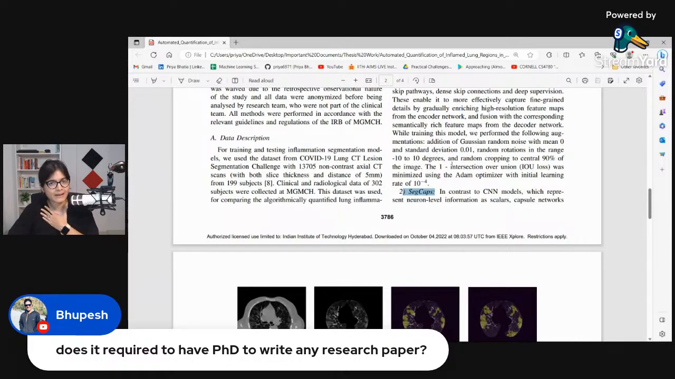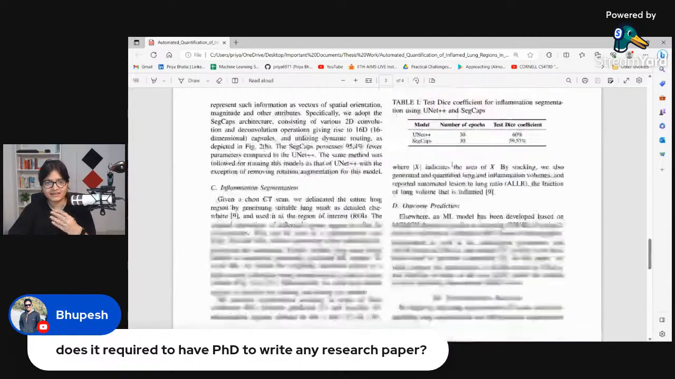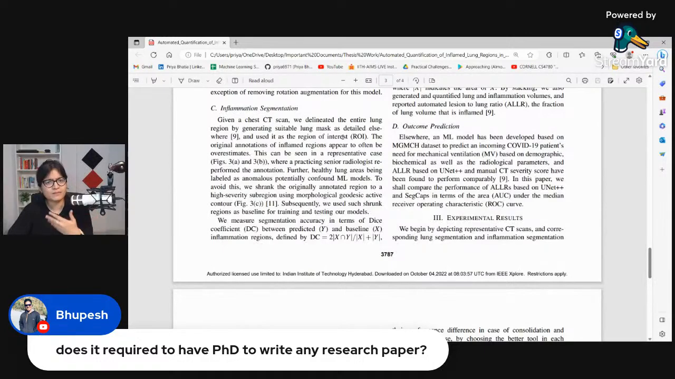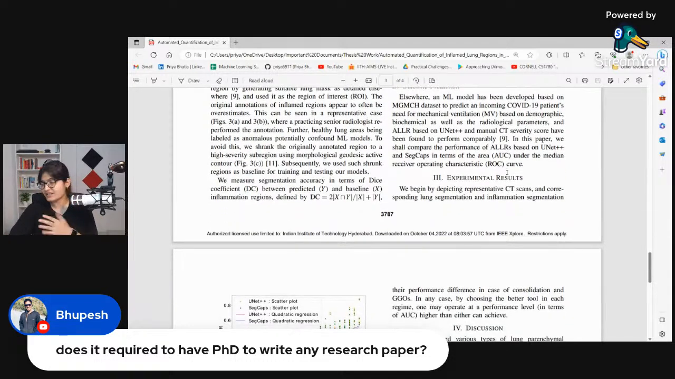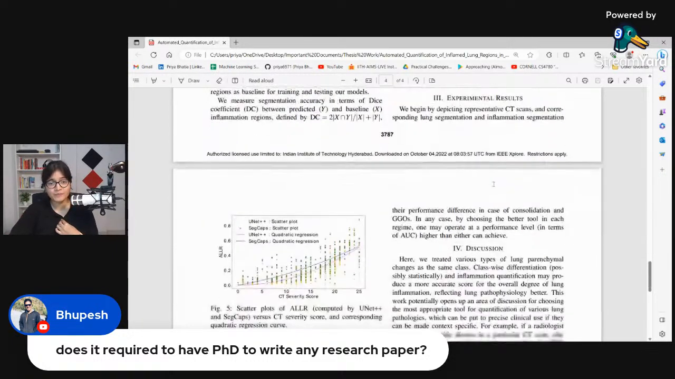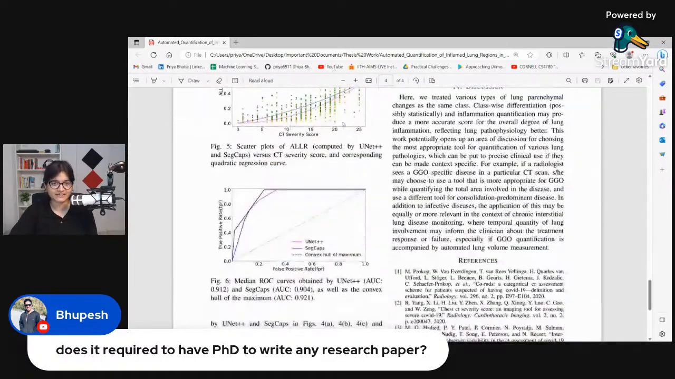So here, the SegCaps model I have applied. Then, whatever algorithms I have applied in the inflammation segmentation task, what is the metric I have used? I have used the dice coefficient. In layman's terms it's kind of an accuracy, which we usually call the dice coefficient in healthcare, computed between the predicted data and the target value, actual versus predicted. The next section is the experimental results, which I was talking about. Here you can see that I have attached the statistical part.